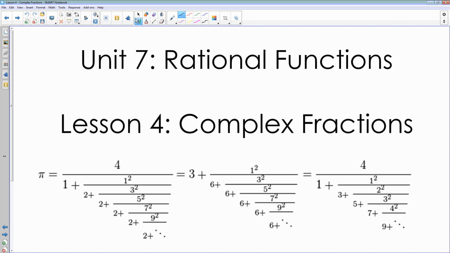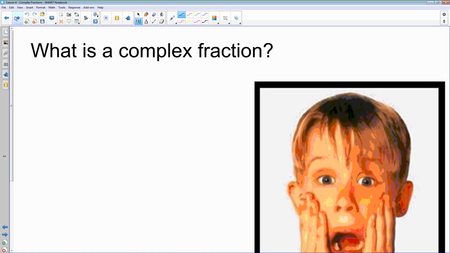Hey everyone, today we're going to be learning about complex fractions. So this is in our rational functions unit. So let's start off by talking about what is a complex fraction, because it definitely sounds a little bit scary.